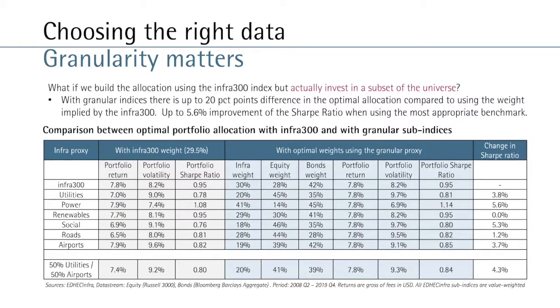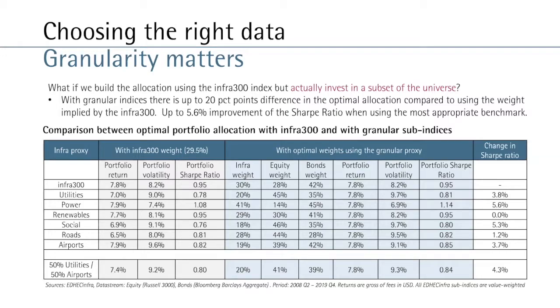Okay, so this is a big table, but in this table, what you see is the weight and the Sharpe ratio of a portfolio invested in the index that's referred to on each row. So the first row is the Info 300, and we have utilities, unlisted utilities. It's a subset of that universe, power, renewables, etc. Okay. And in the first set of columns in gray, you see the allocation that you get. So we're using the allocation that is implied by the Infra 300, but we're actually investing in the sub-index on the row, right? So we're using 29.5% to infrastructure, but we're actually investing in one of those sub-indices.